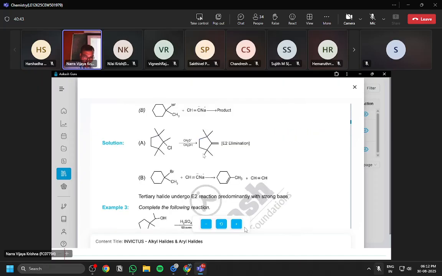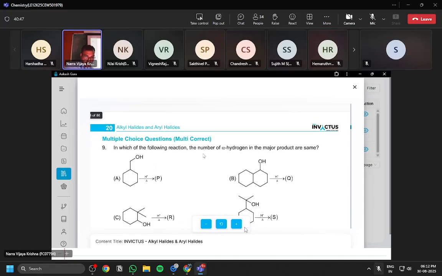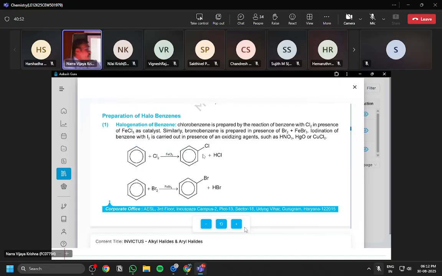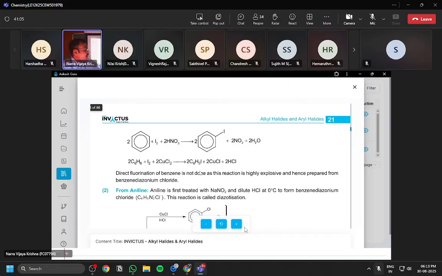After that, again examples. Then aryl halides, preparation of chlorobenzene, chlorine in presence of iron or zinc or aluminum, right? What we call them as electrophilic aromatic substitution reactions. This is also done. Then during halogen iodination, we have to use HNO3. Otherwise, reaction proceeds in backward direction. Iodination should be done in presence of oxidizing agents. Correct?